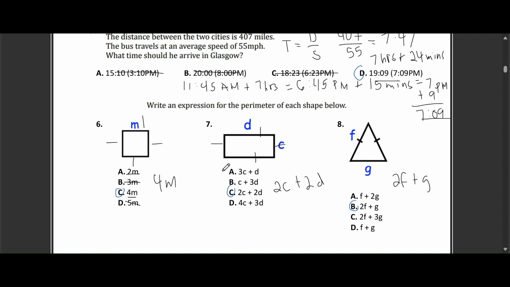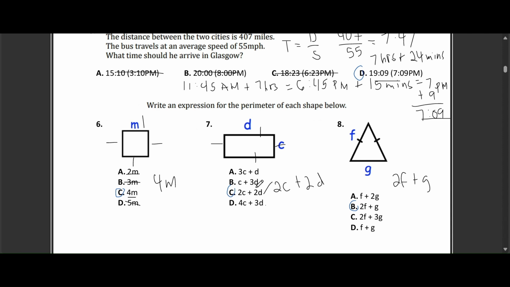Question 7. Write an expression for the perimeter of a rectangle with width d and length c. A, 3c plus d. B, c plus 3d. C, 2c plus 2d. D, 4c plus 3d. The correct answer is option C, 2c plus 2d.